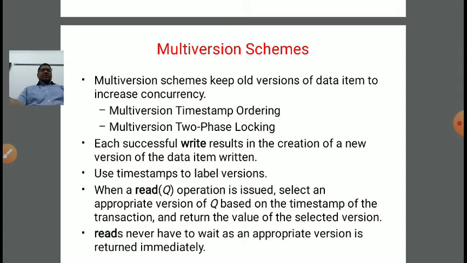So multi-version schemes are nothing else, they keep old version of data item in order to increase the concurrency, right? It means they will store all the old versions of the particular data item in order to increase the concurrency, right? Now in multi-version there are two concepts. First is multi-version timestamp ordering and second is multi-version two-phase locking concept.